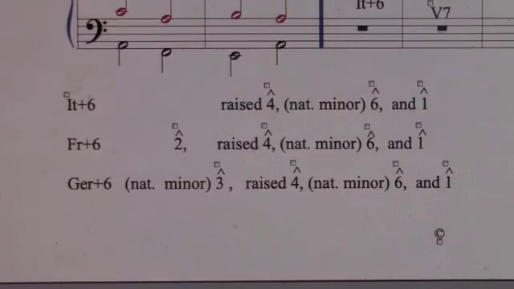So in summary, the Italian augmented sixth contains raised scale degree 4, the natural minor scale degree 6, and scale degree 1. You may hear raised scale degree 4 referred to as sharp 4, and you may hear the natural minor 6 referred to as flat 6. But just remember, in minor, you don't have to change anything. You just take scale degree 6. In major, you do have to lower scale degree 6.